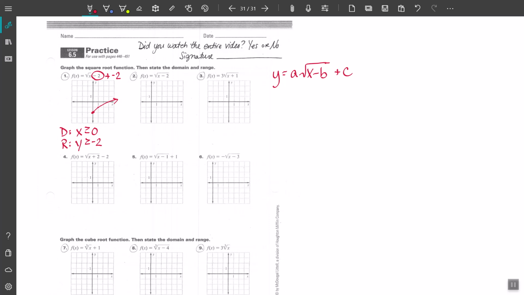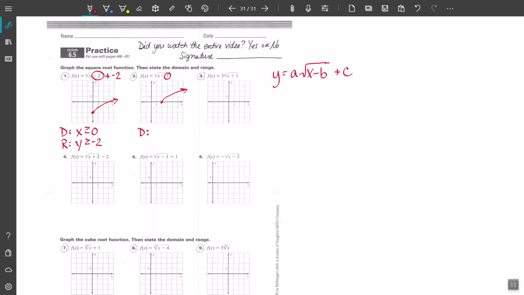For number 2, we have a horizontal shift of 2 units because we can see right here that our B for the formula is 2. It's written as a difference under the radical, and so that's the way we want it. So we're going to shift it over from the origin. We're shifting it over 2 units. Again, the A is 1, so we know it's going to run through this point right here, and it'll look like that.